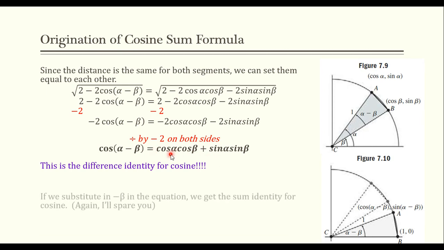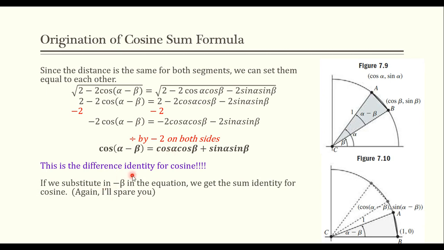Now, if we substituted negative beta into this difference identity, we'd get the sum identity. Again, I'm going to spare you because I actually want us to just practice using them and get comfortable using them. So if I did that, I would get the sum identity for cosine: cosine of (alpha plus beta) equals cosine alpha cosine beta minus sine alpha sine beta. So I want you guys to get comfortable with that.